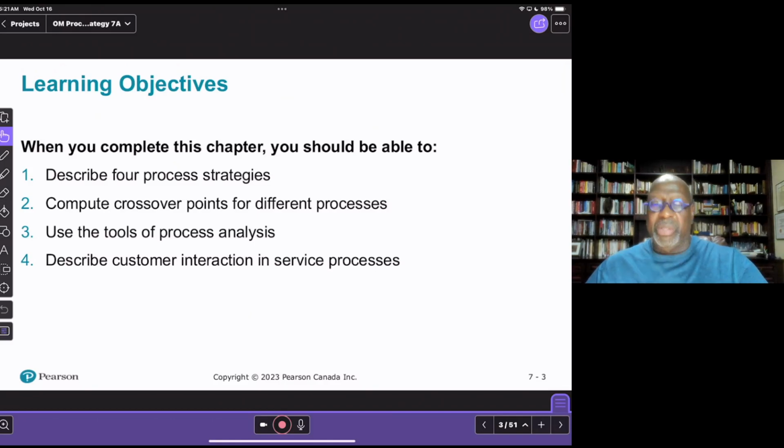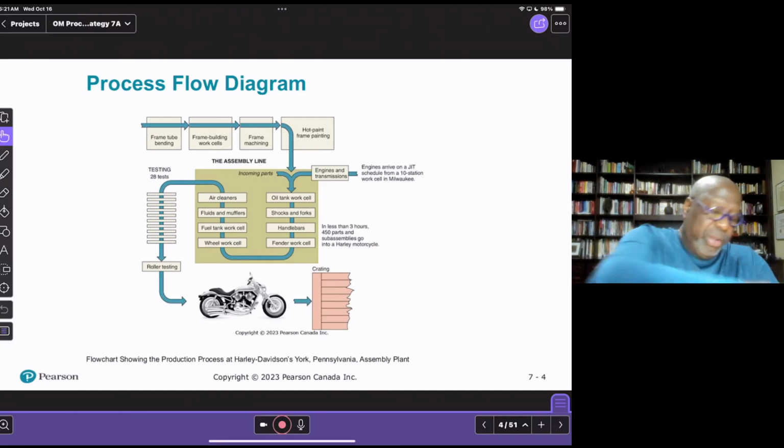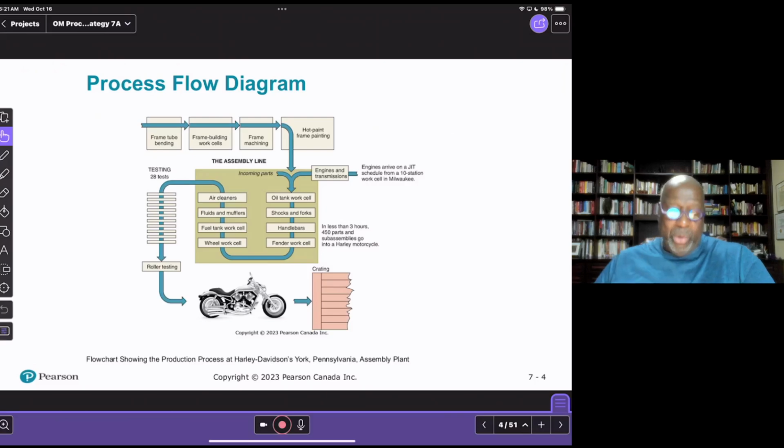And then some of the tools that we will use in process analysis and discuss the concept of customer interaction in a service. All right. So let's just start off with the idea of a process flow. If we're making a product or producing a service, then often there's a series of steps. This diagram shows producing a motorcycle.